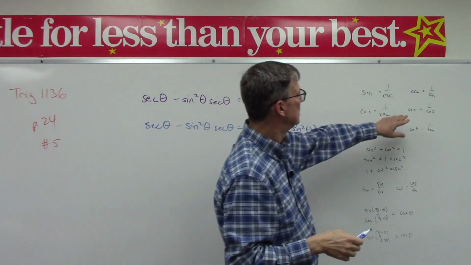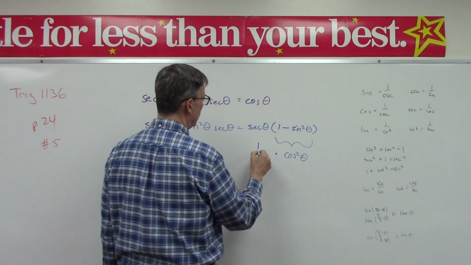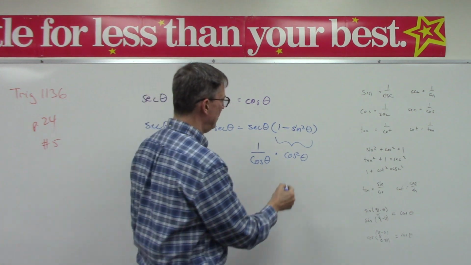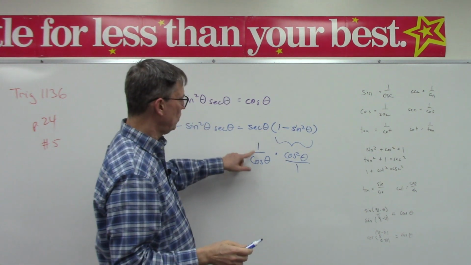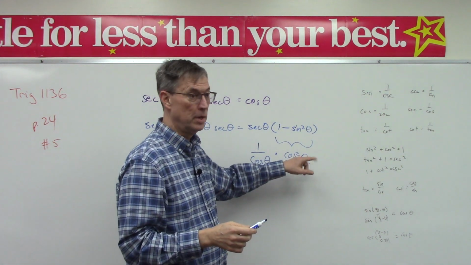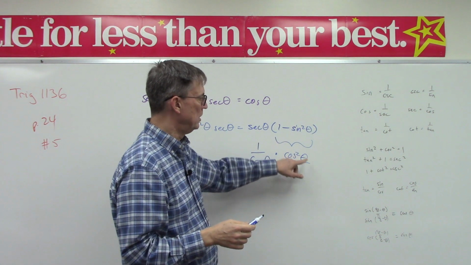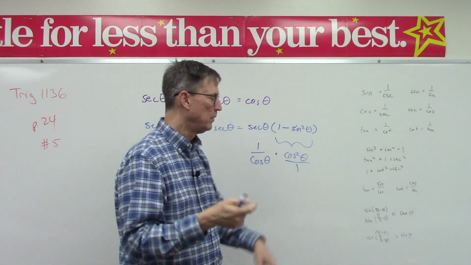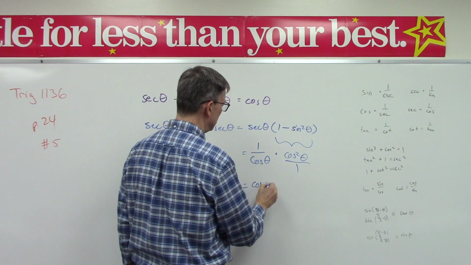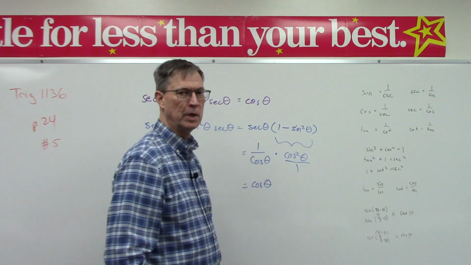What is secant? Secant is 1 over the cosine. So we'll write 1 over the cosine of theta. So now look what we have here. 1 over cosine theta times cosine squared theta, which means that this cosine here is going to cancel one of these, cosine times cosine. And so when that cancels out, then we are left with just the cosine theta on the top. And that's what we're supposed to prove, okay?